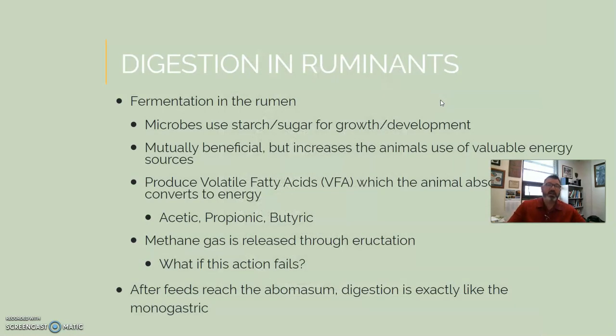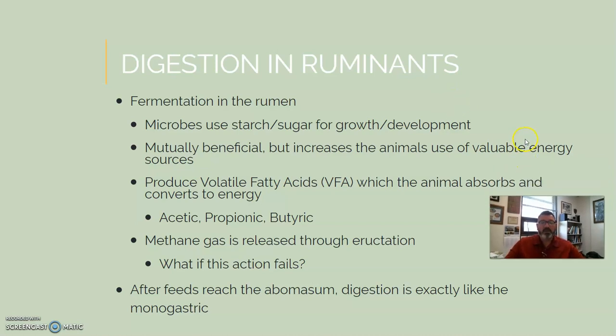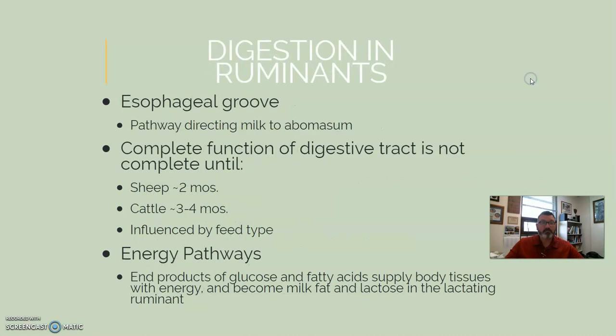Digestion in ruminants is highly functional and highly correlated to fermentation. And microbes are a big part of that, like I mentioned earlier, and the production of volatile fatty acids, which we will discuss in class in much more detail. We mentioned eructation, and if this action fails, we get a health condition called bloat. We can talk about that in more detail in class, but that can be fatal to ruminants. And so it's important that ruminants are ruminating appropriately and getting rid of that gas.